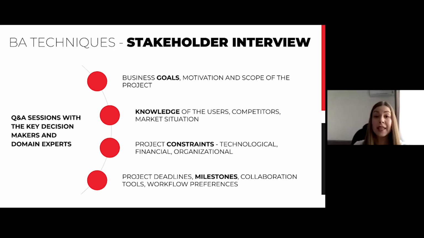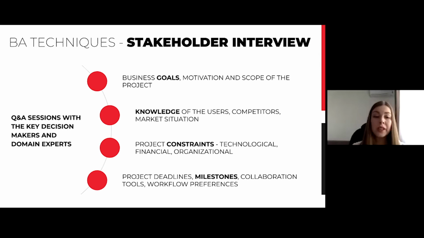The first technique is the stakeholder interview. This technique implies a question and answer session with the key experts of the particular organization and domain experts that may help to figure out what is going on in the market, how this problem is being solved in other companies, and how we may help the client solve the business problem he has.